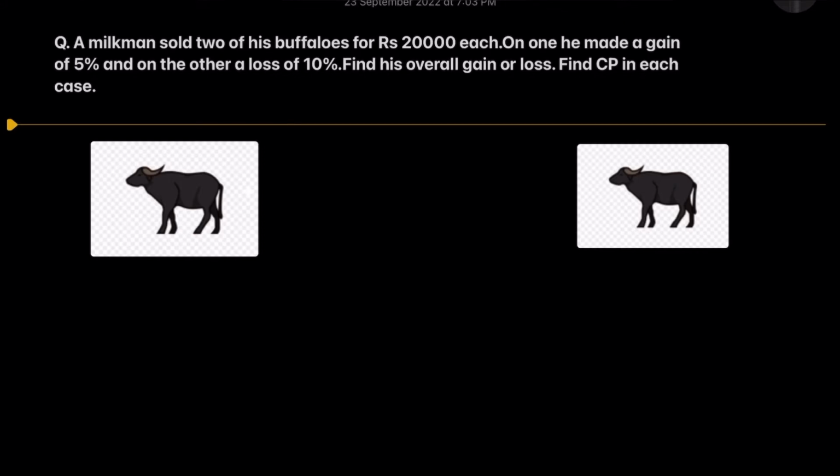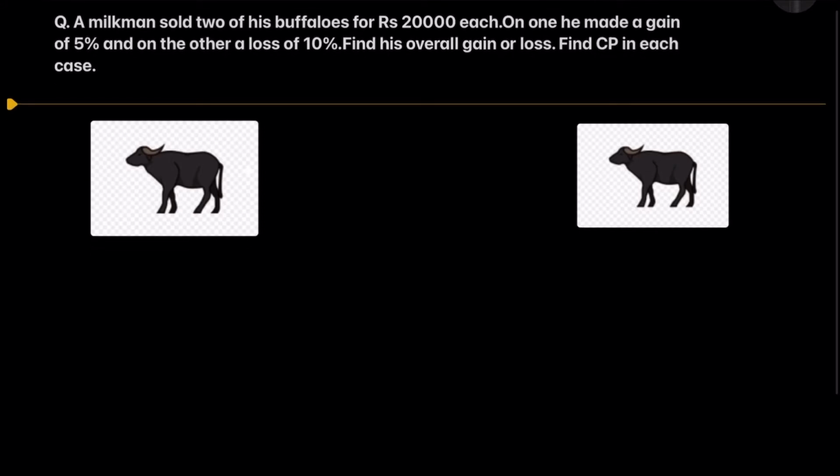Okay, so here is a question on the chapter Comparing Quantities, Class 8. The question is, a milkman sold two of his buffaloes for rupees 20,000 each. On one, he made a gain of 5% and on the other, a loss of 10%. Find his overall gain or loss, find CP in each case.